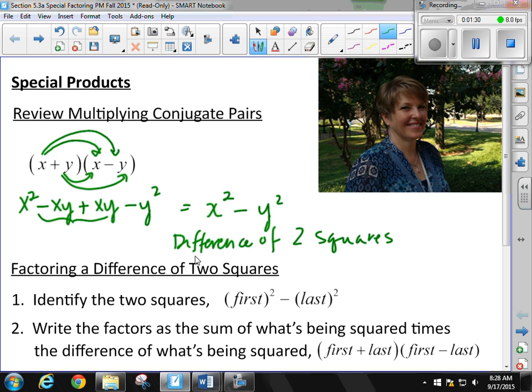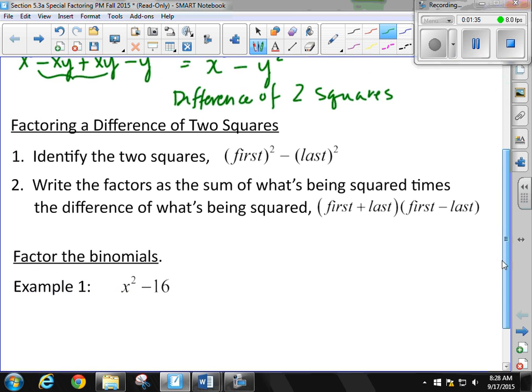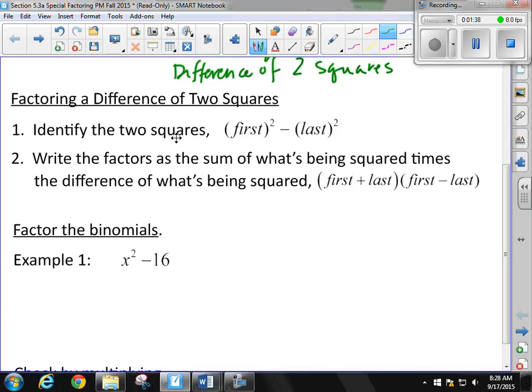Again, we're going to go back to the idea that a difference of two squares will always factor as a conjugate pair. So the first thing we want to do is identify the two squares. What is the first thing that's being squared minus the last thing that's being squared? And we're going to write the factors as a sum of what's being squared times the difference of what's being squared. In other words, as we started with in this example, we have the same first term, we will have the same last term, and the difference here, what makes it a conjugate pair, is that one is a sum and one is a difference.